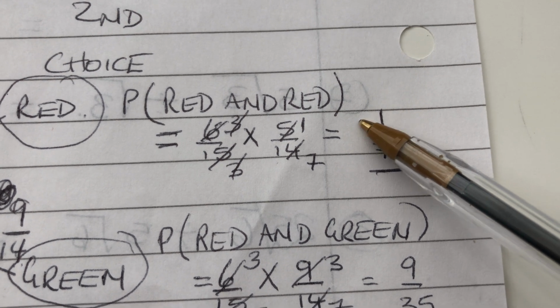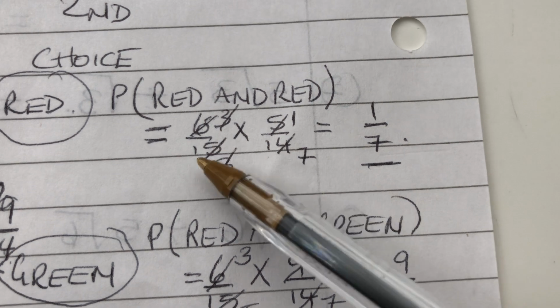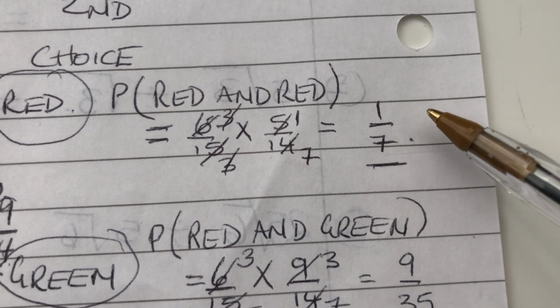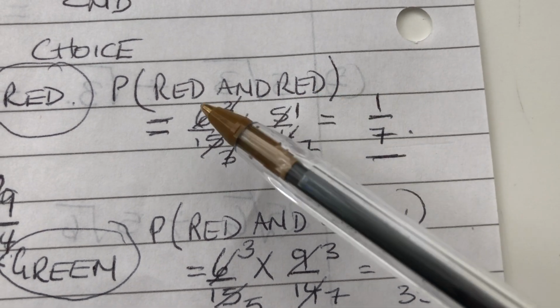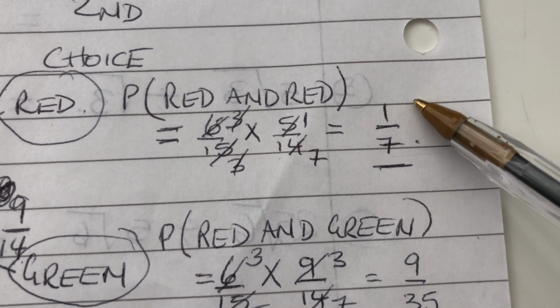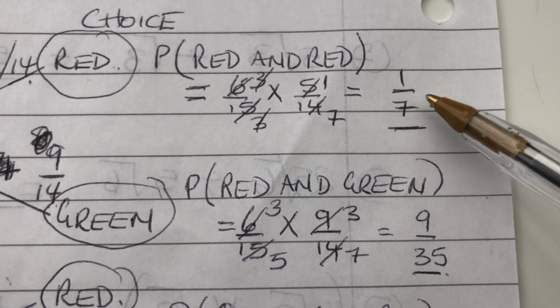You can multiply through numerator and denominator, but it will be bulky if you don't have a calculator. Or you can cancel out and reduce it further to 1 over 7. You can go and try it and see.